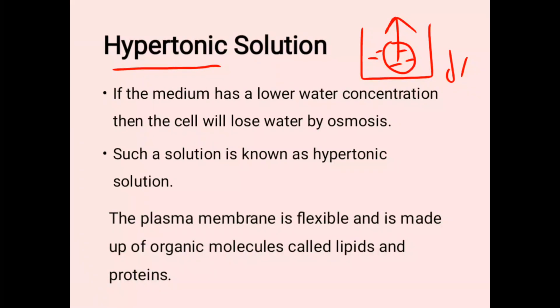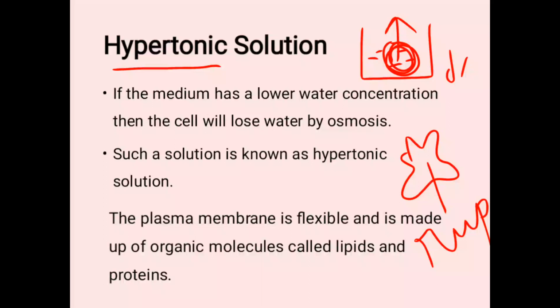So here what happened? At last the cell loses all the water, so at last it will shrink. Otherwise rupture will happen. Rupture of the cell or shrinkage of the cell will happen because it loses the water completely, right? So the plasma membrane and the cell's content will be loosened. So it becomes dry.